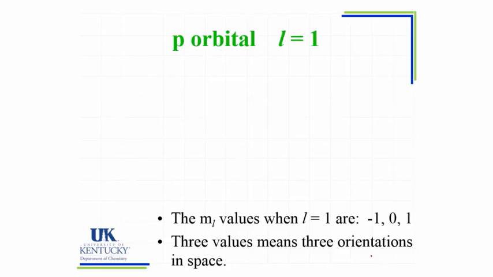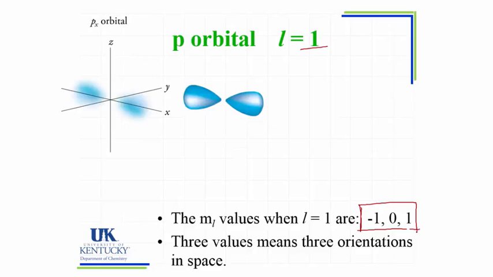Now the p orbitals. We know that when p is a subshell, the l value is 1. And when l is 1, the m sub l's can be negative 1, 0, and 1. What I told you in our lessons on these quantum numbers is that this tells you that there are 3 orientations in space of the p orbitals. So let's look at those 3 orientations. The first orientation is along the x-axis.